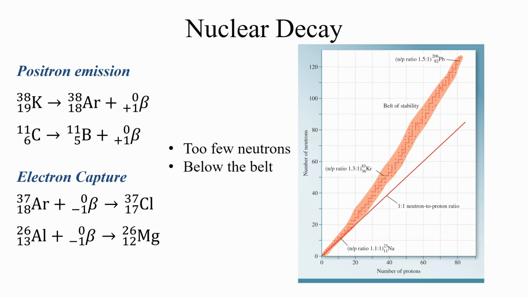Now, electron capture is another way of getting back to the belt of stability, and what happens is that the nucleus will actually take in one of the lower energy electrons. Now, this does involve some energy, which we'll get to in another video. But for instance, we have argon-37 will go through electron capture and become chlorine-37. Aluminum-26 will capture an electron and become magnesium-26.